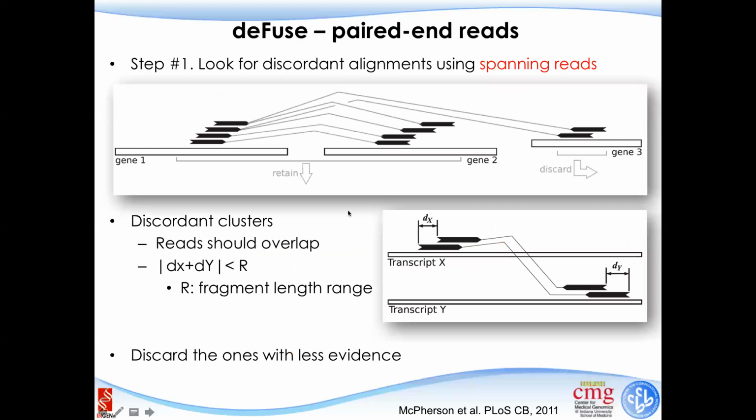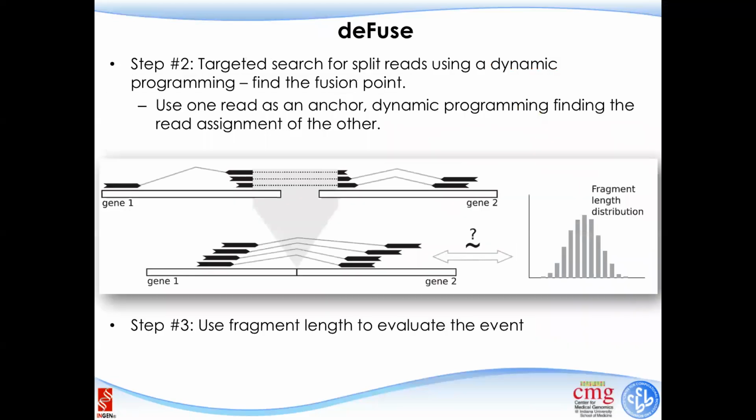Basically, the paired-read based method is quite straightforward. You just look for reads spanning two genes with high frequency, define a certain threshold for that, and use a statistical method to test it. So this is deFuse. Step one is to look for discordant alignments using spanning reads. Second is a targeted search for split reads using dynamic programming to find the fusion point. Once the number of reads that span the two genes is high enough, we check the reads that exactly cover the possible breakpoint.